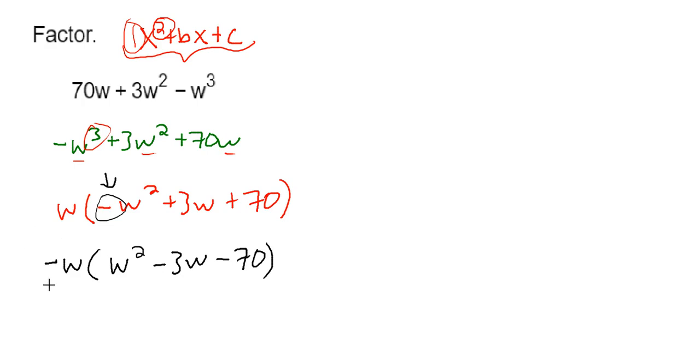When you factor out a negative, it changes the sign of what's left in the parentheses. So now we have a 1 in front of the w squared. And it matches up to this formula, so now we can factor it using that process we were just using. So the first step is to identify c and b. c is equal to negative 70. b is equal to negative 3. So we need to find two numbers that multiply to negative 70 and add to negative 3.